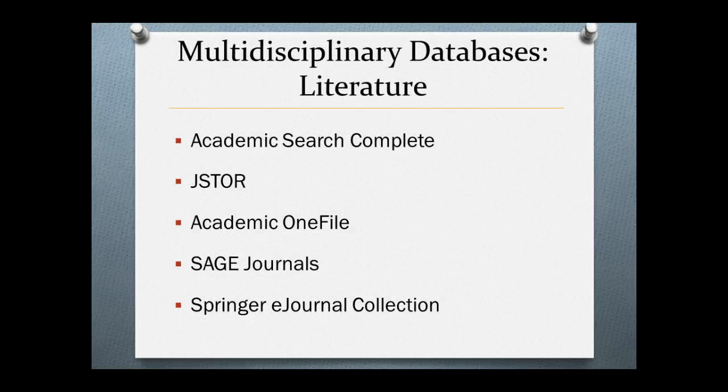Now, Academic Search Complete and JSTOR are only two of the multidisciplinary databases that we have. Here are some others that have shown to have literature research within them as well.